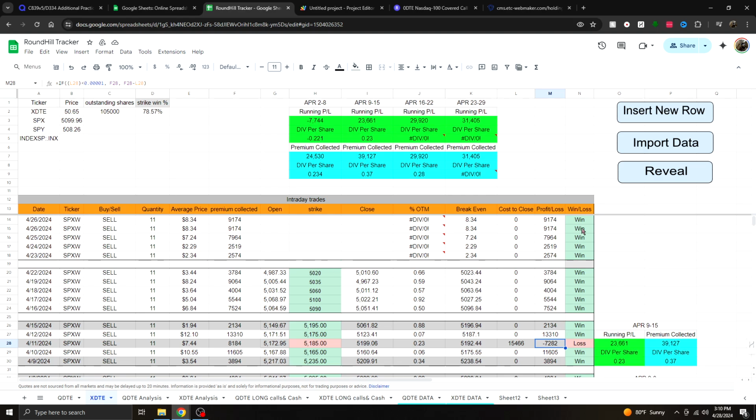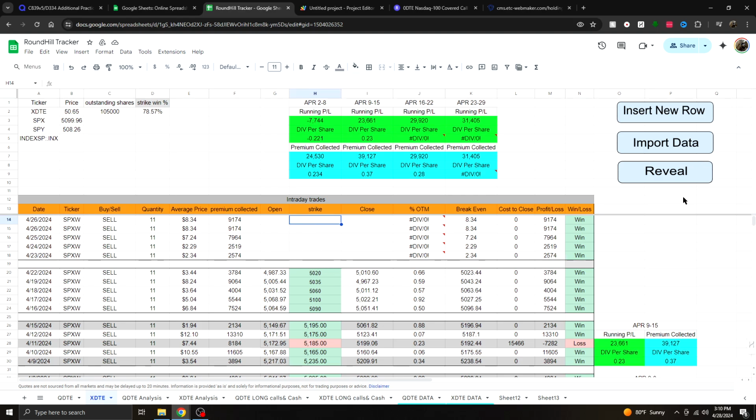Alright, and then this one is looking at M15. If this is greater than 0, then it's going to print a win. If it's less than 0, so a negative number, then it's going to print a loss. So that's kind of how all that works.